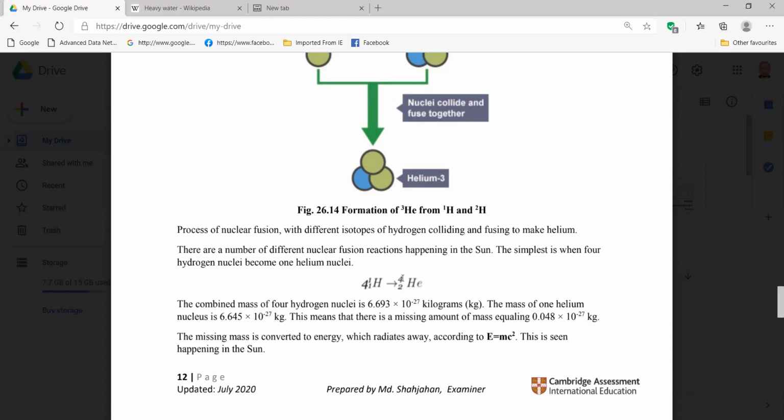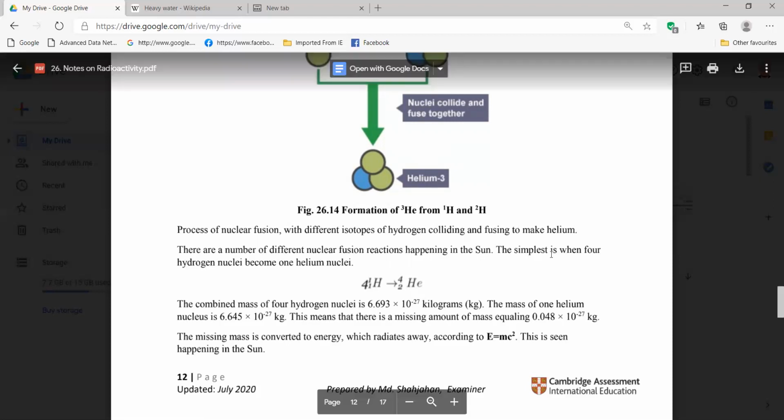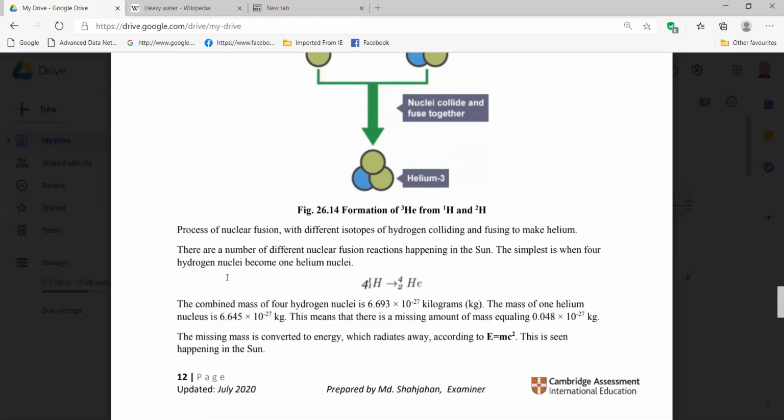Sir, if there are 2 helium atoms, then there should be 8 hydrogen, right? No, it's not 8 hydrogen. It's 4 hydrogen, 4 protons. Then if you have 4 neutrons, you are getting 2 helium atoms. Because 2 heliums means 2 times 4, that is 8. I still don't get it. Is it clear now? Yes, sir.